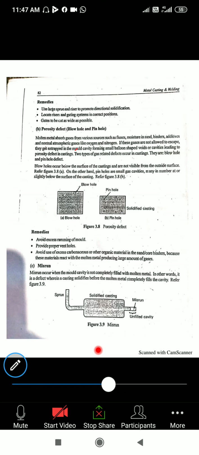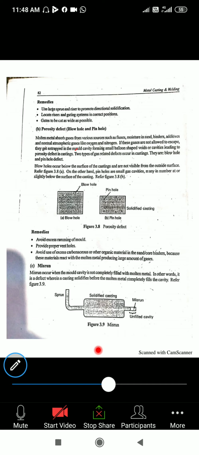Locate the risers and gate system in the correct position. In the correct position the riser should be there so that the continuous molten metal can be supplied to the mold cavity during the shrinkage. And one more important thing is that you should keep the shrinkage allowances within the pattern so that an extra amount of molten metal can enter the mold cavity. Now porosity defects, blowholes or pinholes. See, the molten metal absorbs the gases.